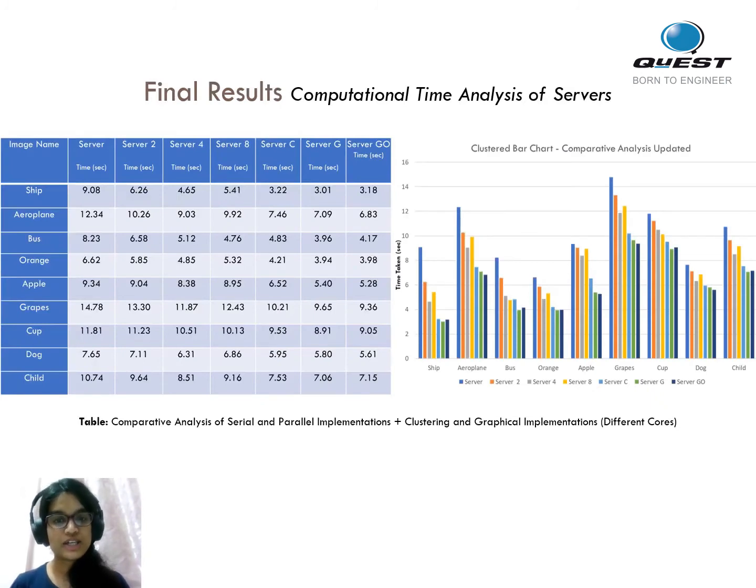So here is the updated computational time analysis of servers. The most optimized one, or the fastest one, is the server graph optimized. Here we just did the exact same approach as discussed in the graph approach, but the only difference is we optimized the time by using extra space and storing all the BFS traversals in it. So graph optimized was the first one, and the server graph was the second most optimized one, followed by server cluster, server 4, server 8, server 2, and then the serial implementation.